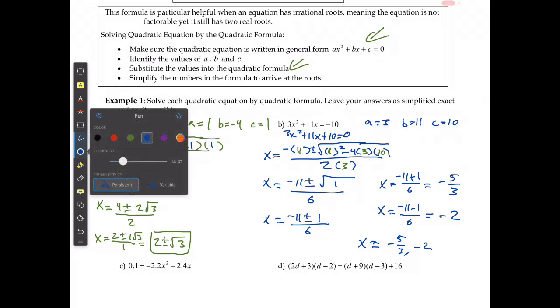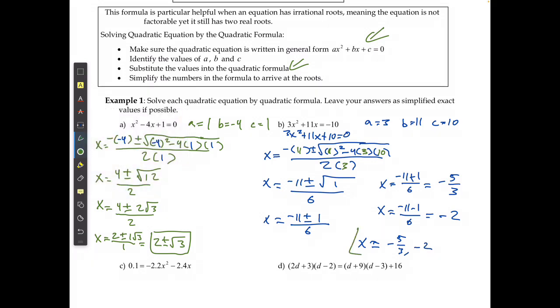Now, like I said, if you're simplifying and the radicand, when it's simplified, is a perfect square, you can actually just solve this. It just means that it's going to be a rational solution.